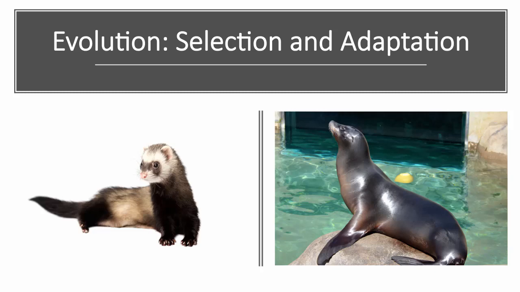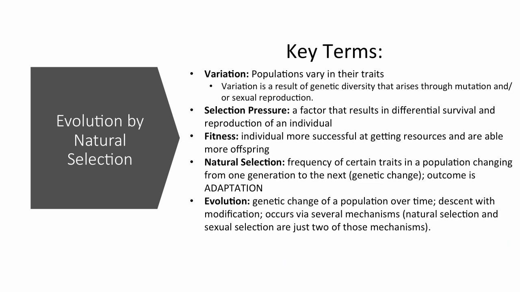Welcome to our video on evolution, selection, and adaptation. There's some key terms you need to be familiar with while we're going through these slides. You have variation. Populations vary within their traits. Variation is a result of genetic differences that arise through mutations and/or sexual reproduction. Then you have selection pressure. This is a factor that results in differential survival and reproduction of individuals.